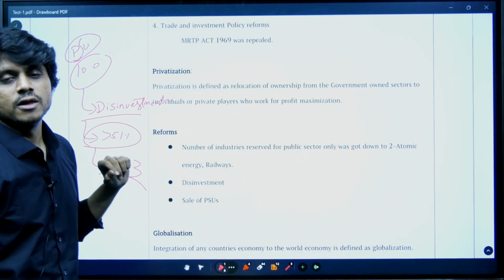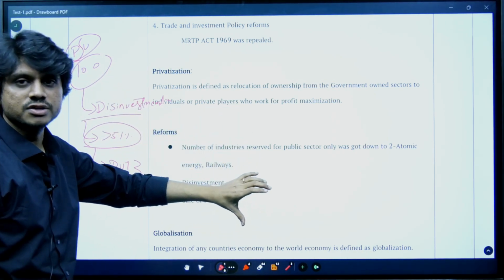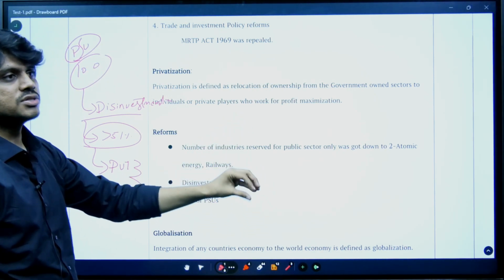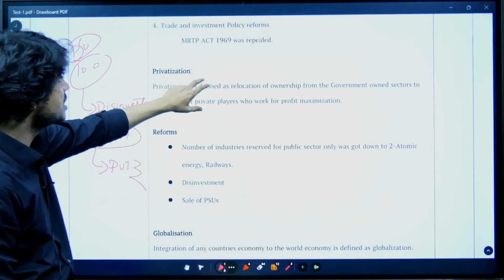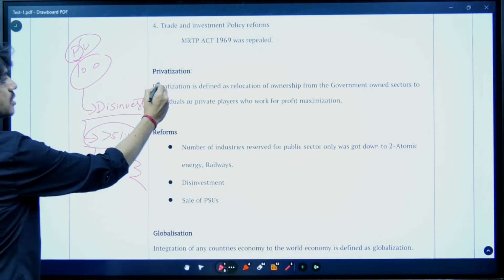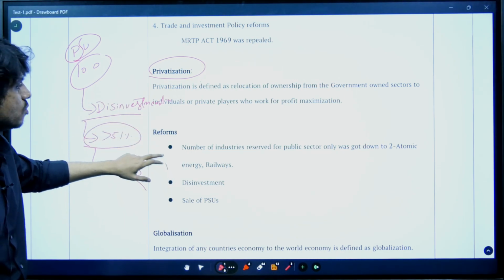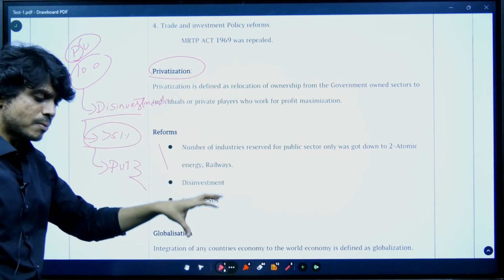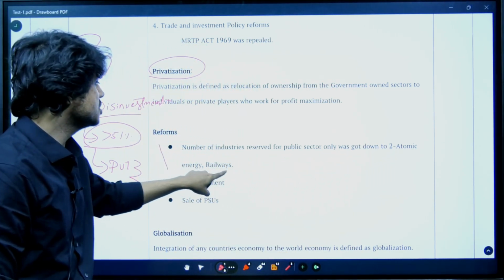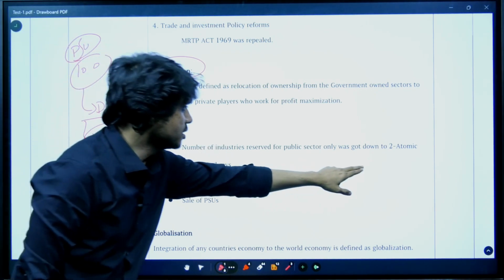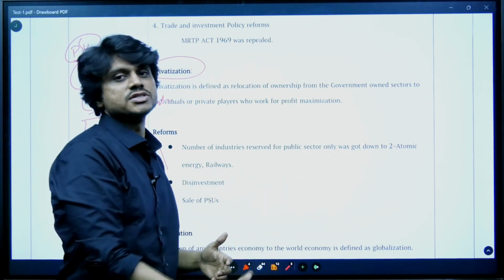Recently, in 2021, there is a disinvestment policy which talks about how we should disinvest, how to divide industries into core and non-core industries, and what our approach should be. These are continuous processes, and from here the disinvestment process started. So under privatization, the government slowly started to sell its assets. Earlier, only public sector companies were reserved for certain activities. Now it has been reduced to only atomic energy and the railways. Apart from these 2 sectors, the private sector can come and do business in any of the sectors.